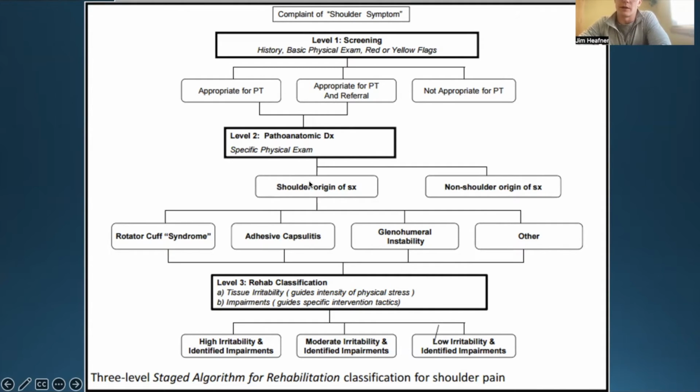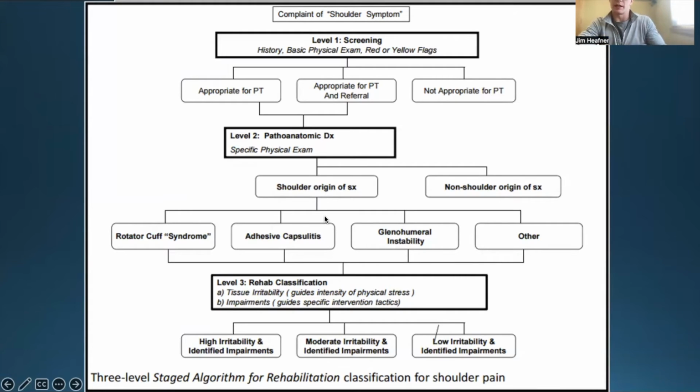Shoulder origin of symptoms is going to be something such as a rotator cuff dysfunction. So it's a muscle power problem. It could be adhesive capsulitis. So it's a tissue extensibility problem. It could be a glenohumeral instability. There's too much motion in the shoulder, or it can be in this sort of bucket of other things. It could be a kind of a mixed classification of those.